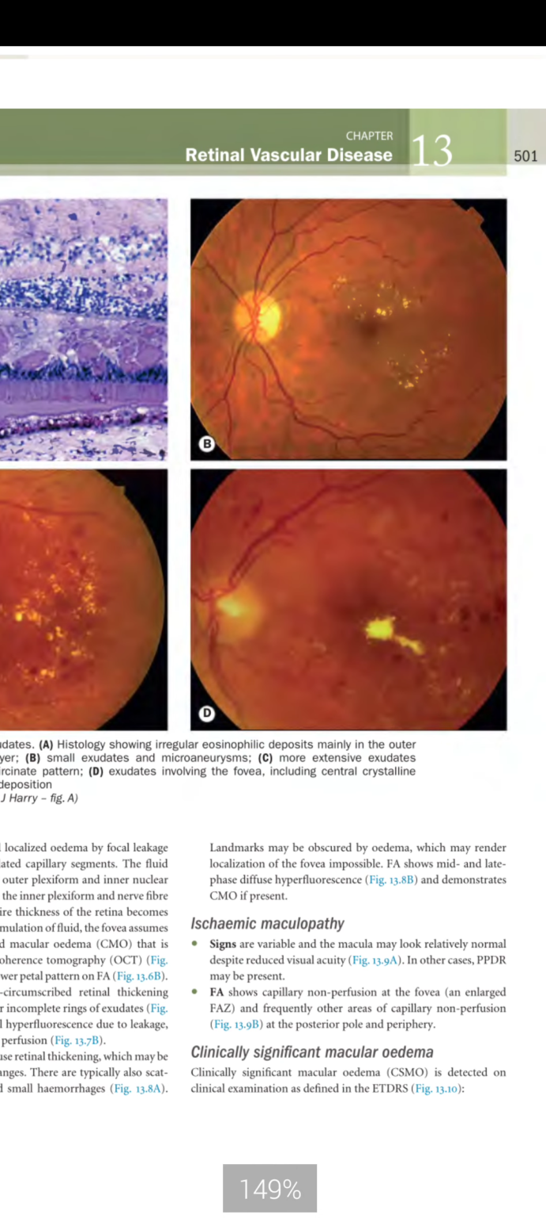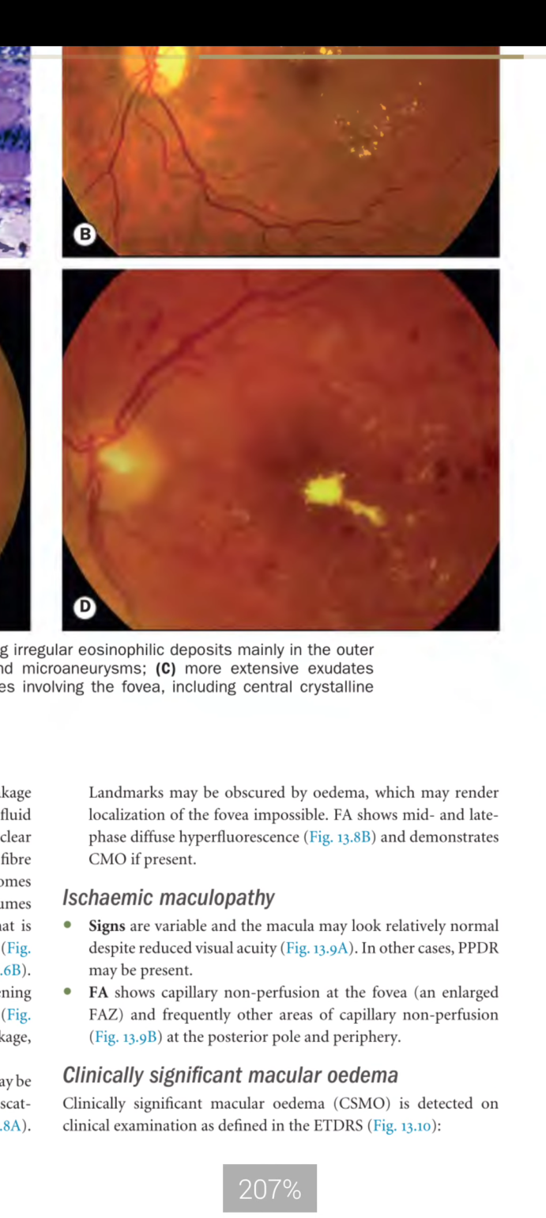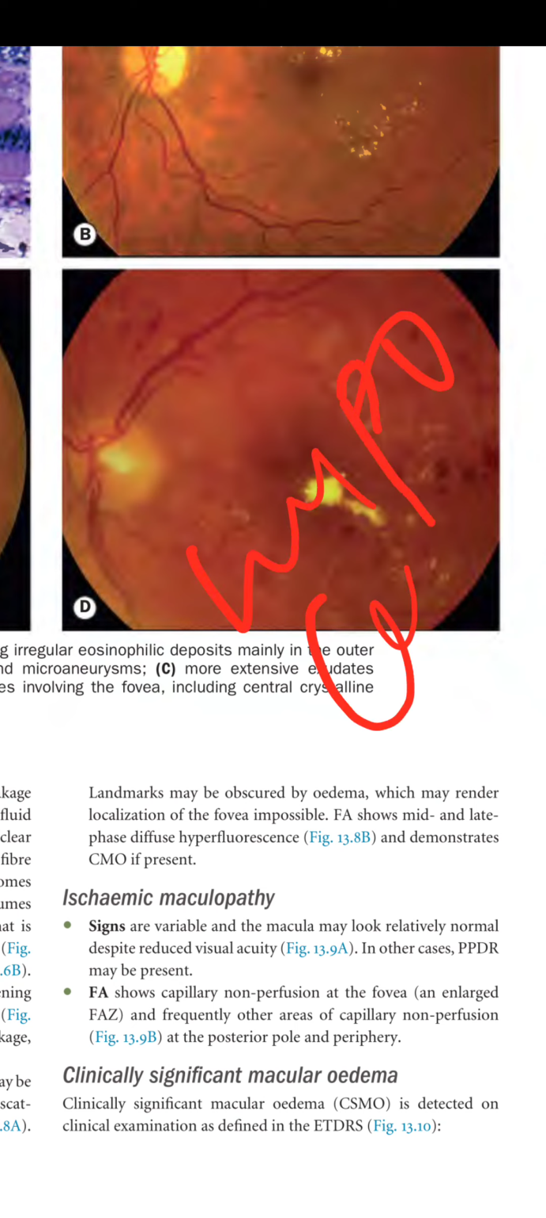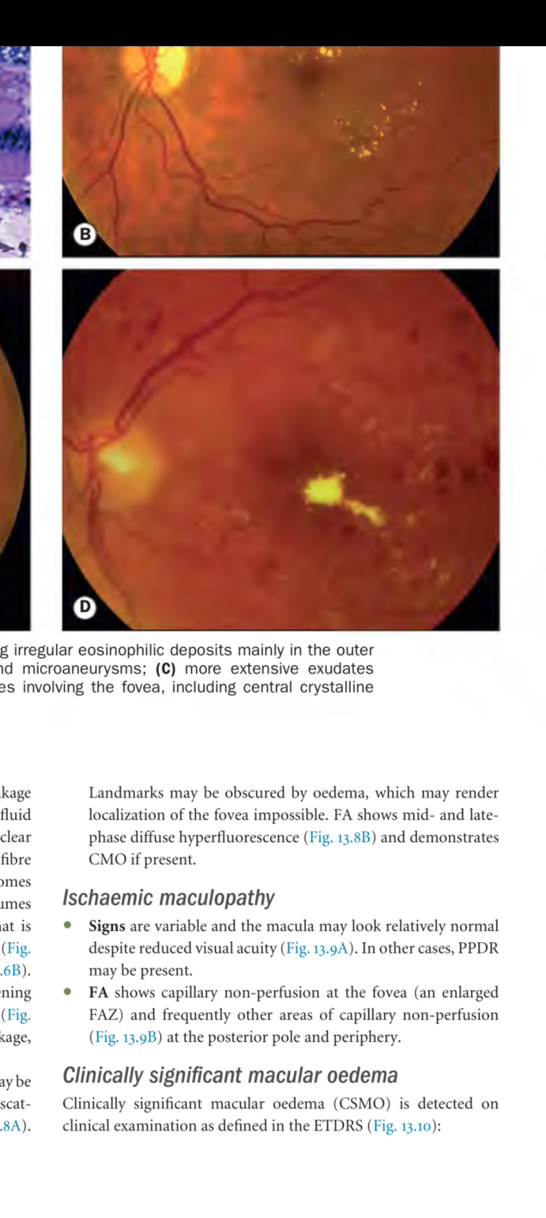Now there can be the ischemic maculopathy. Ischemic maculopathy means that there is going to be hypofluorescence and there will be the capillary dropout. The signs are variable and the macula may look relatively normal despite reduced visual acuity. In other cases, pre-proliferative diabetic retinopathy may be present. FA shows the capillary non-perfusion at the fovea and enlarged foveal avascular zone, and frequently other areas of capillary non-perfusion at the posterior pole and the periphery.